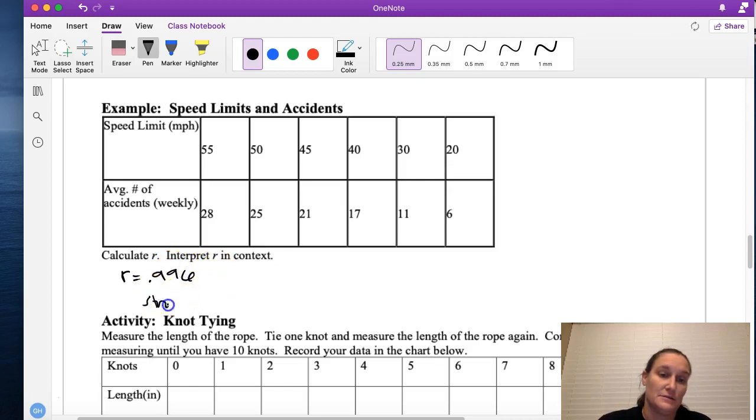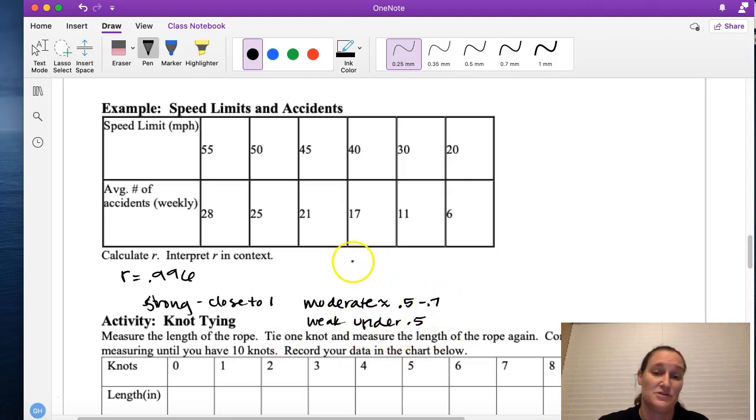Strong, I would say, is close to 1. Moderate would be in the 0.5 to 0.7 range, maybe. You can make a judgment call on that. And then weak would be under 0.5. Those would be the numbers that I would put on this. Maybe this up to 0.8, I'm not sure. Or you could do moderately strong once it gets to 0.7, 0.8, I don't know. But this is very strong.